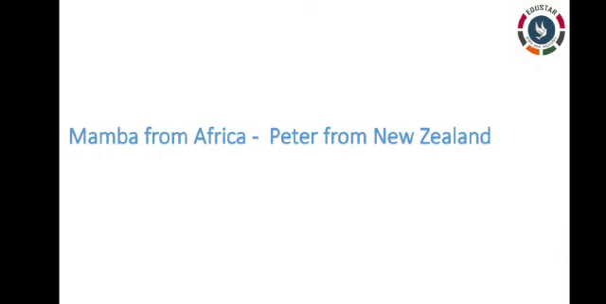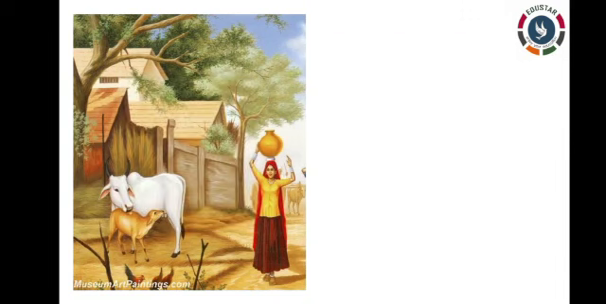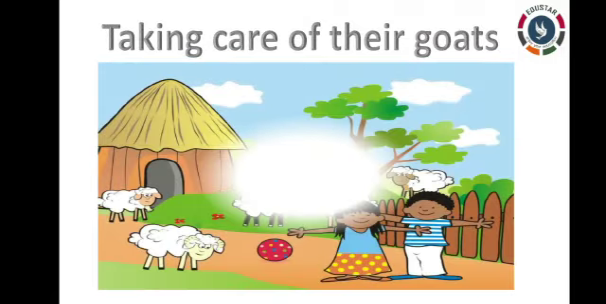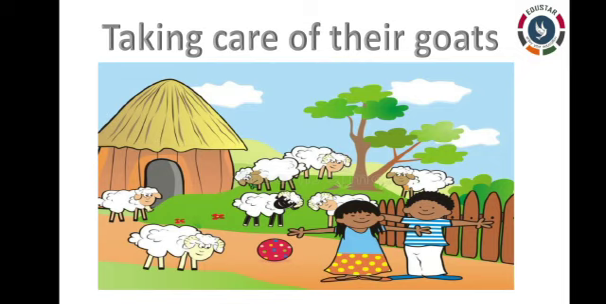Before we begin our topic, let's see a small comparison of two kids at your age. One lives in Africa and the other in New Zealand. Mamba is a girl who lives in a small village in Tanzania, Africa. She helps her mother in all her household work. After her work, she helps her brother in taking care of their goats.